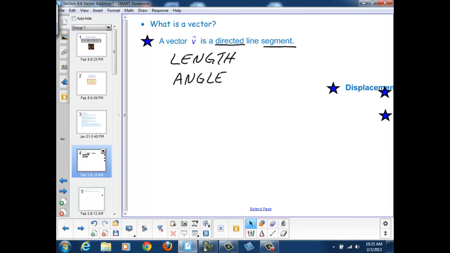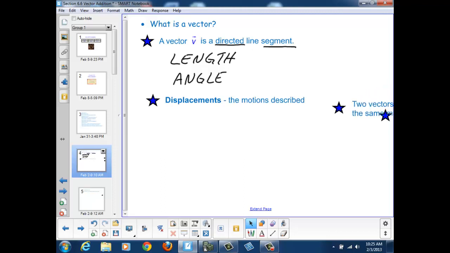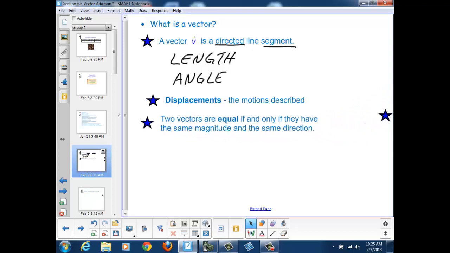Now this vector tells us that we've moved from one place to another. So when we're talking about this motion from one place to another, we call that a displacement. Now, two vectors can be considered equal if and only if they have the same magnitude and the same direction.